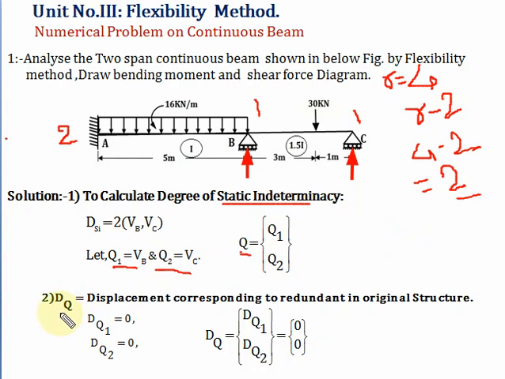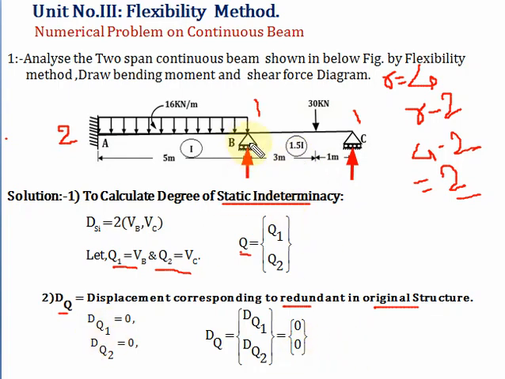Now next step is to find out the DQ matrix. So DQ is nothing but displacement corresponding to redundant in original structure. Okay, this is the original structure. Now here redundant is nothing but the unknowns. So first unknown is vertical reaction at B and second unknown is vertical reaction at C.